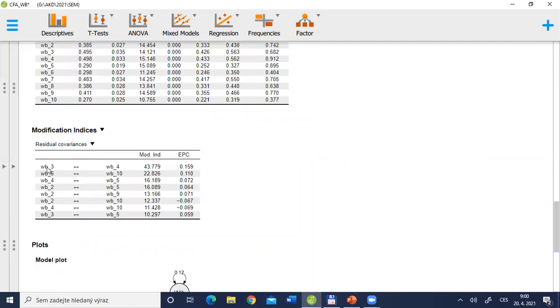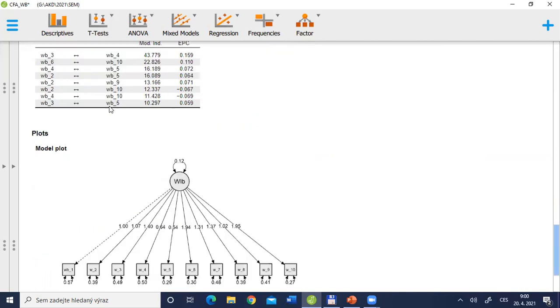So it says that you could maybe add some link for the random errors of the third and fourth item. So we could add correlation or covariance here. We could also add a relationship in the same style for item number 6 and item number 10. So here I would take item number 6 random error, item number 10 random error, and I could add the link. And there are some more recommendations.